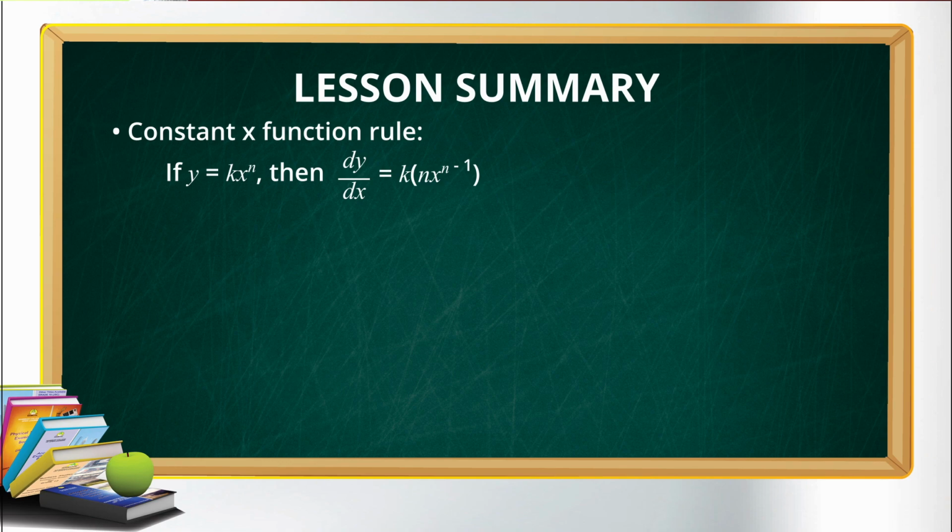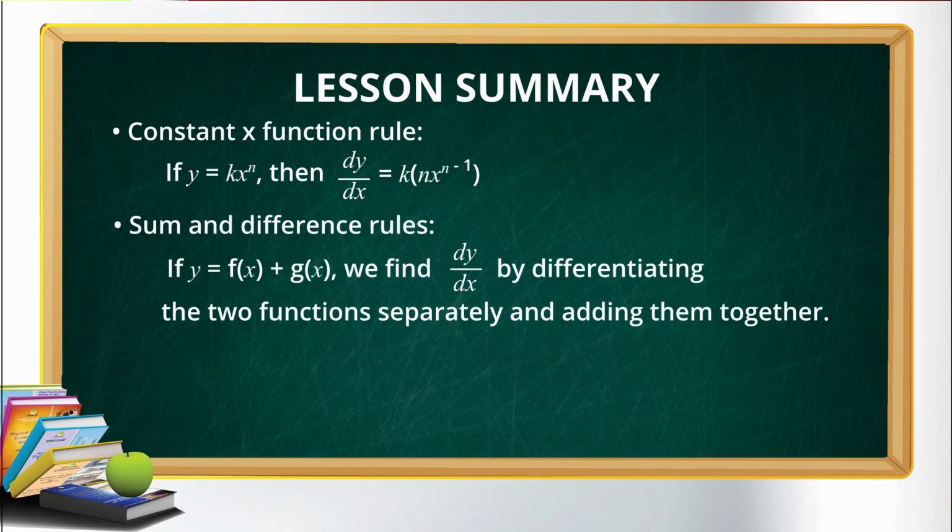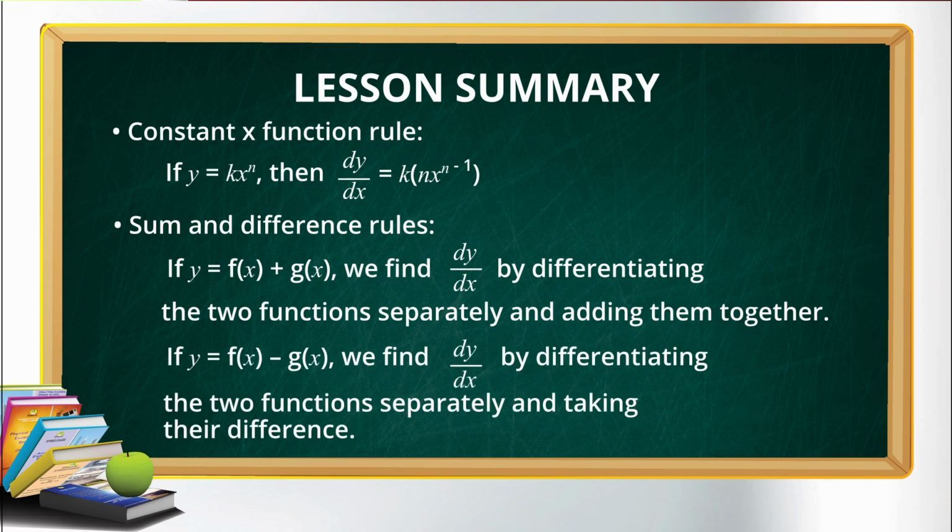The constant times a function rule states that if y is equal to kx to the power of n, then dy dx is equal to k times nx to the power of n minus 1. The sum and difference rules state if y is equal to f of x plus g of x, we find dy dx by differentiating the two functions separately and taking their sum. If y is equal to f of x minus g of x, we find dy dx by differentiating the two functions separately and taking their difference.